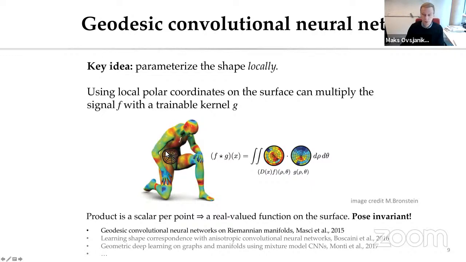And if you do that, then you can have a signal F, and then you can design or learn a kernel, and then you multiply this kernel with respect to this signal, and then you get some number. And this gives you a learnable local convolution operator. And the nice thing is that everything is intrinsic, so this is pose invariant. This was originally introduced in the GCNN work in 2015, and since then it's been extended a lot to many different settings. So this is by no means the only approach you can do, but they often have this kind of flavor.